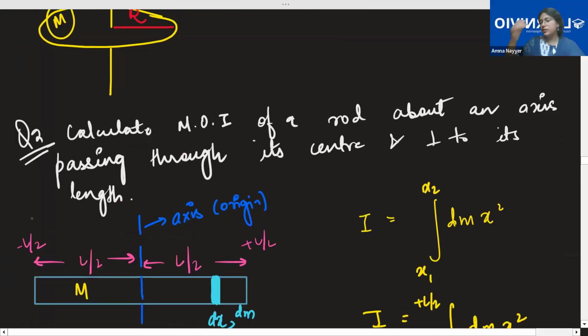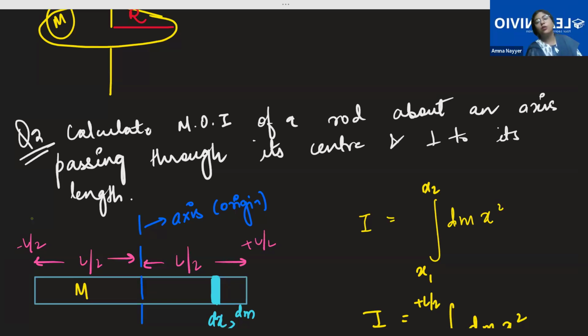Now, let me discuss this question. It says you have to calculate the moment of inertia of a rod. The axis passes through the center, perpendicular to its length. Like if this is the rod, and this is the axis of rotation, so how will it rotate? Like this.